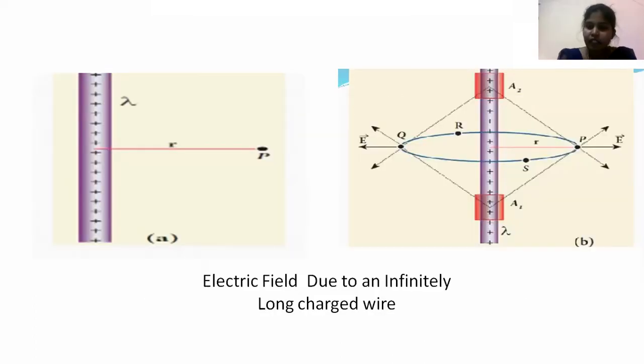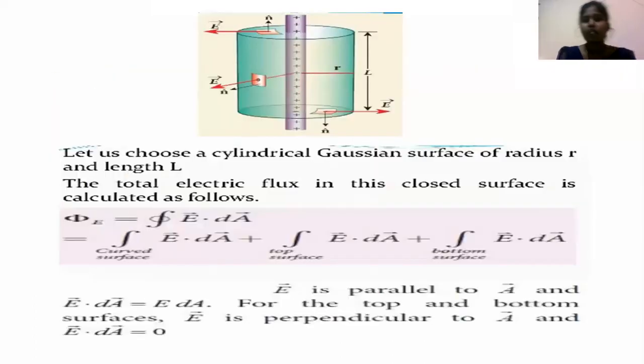To find the electric field at this point P, we need to consider a Gaussian surface. Let us choose a cylindrical Gaussian surface of radius r and length L. Now the total electric flux through this closed surface is calculated as follows. Let us see how this electric flux is going to be calculated.